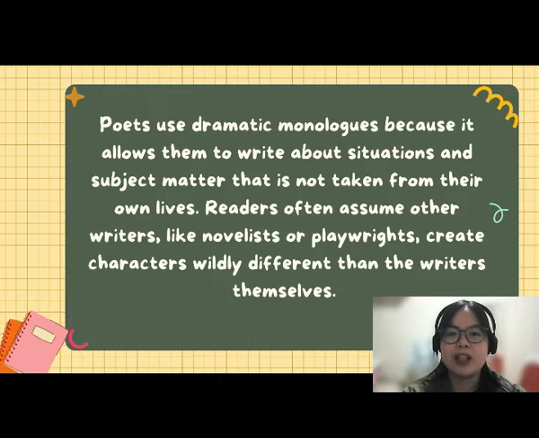Okay. So why do writers use dramatic monologues? So why do you think so? Poets use dramatic monologues because it allows them to write about situations and subject matter that is not taken from their own lives. Readers often assume other writers, like novelists or playwrights, create characters widely different than the writers themselves. Okay, so poets use dramatic monologues because it allows writers to write about situations and subject matter that is not taken from their own lives.